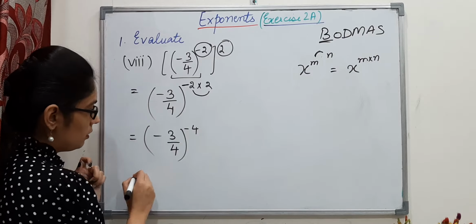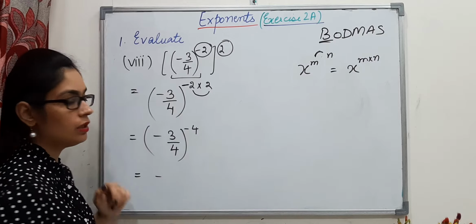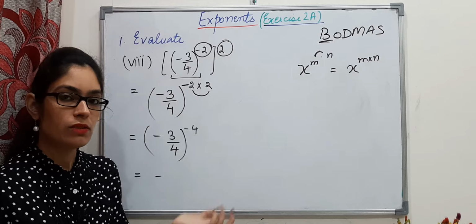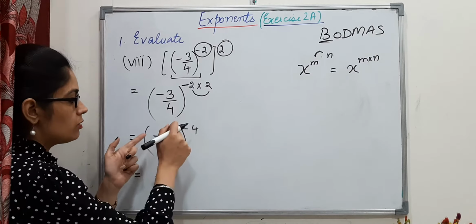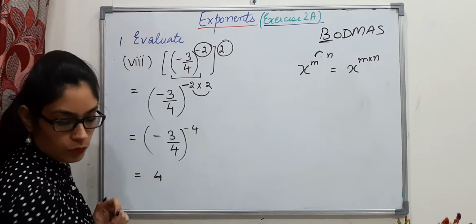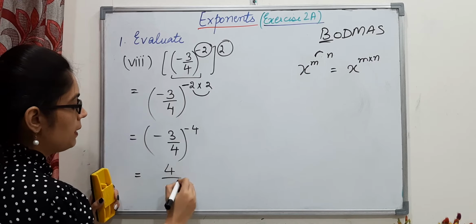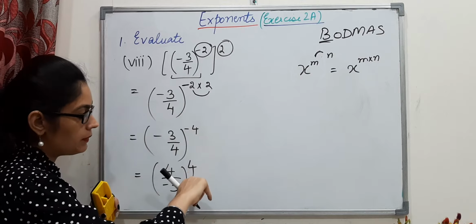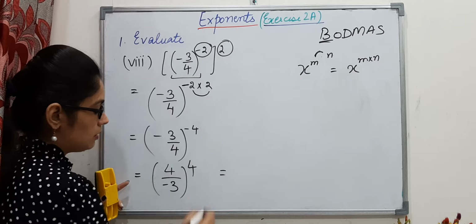Now here we can first make this power positive. So minus 3 by 4, if we do its reciprocal, see, the power can be changed from negative to positive by doing the reciprocal of the base. So if we do the reciprocal of minus 3 by 4, it will become 4 by minus 3. 4 by minus 3 whole power 4. Minus 4 will be changed to plus 4 on doing the reciprocal. So now we can solve it.